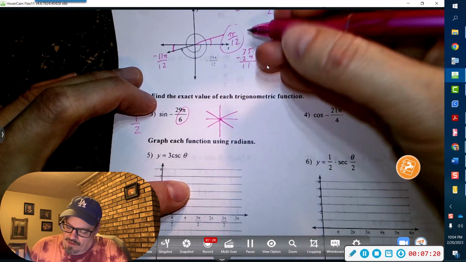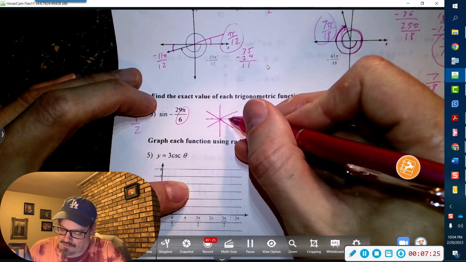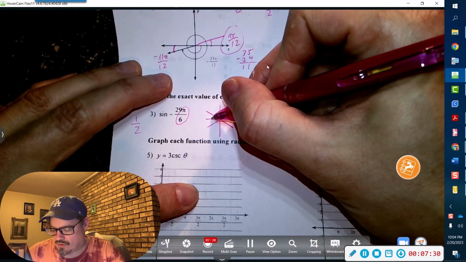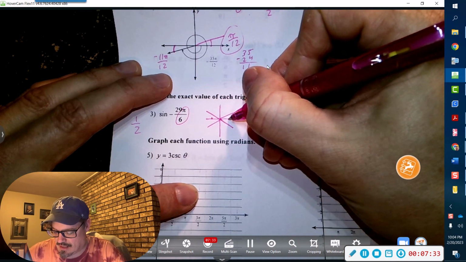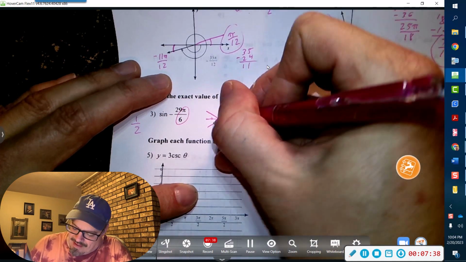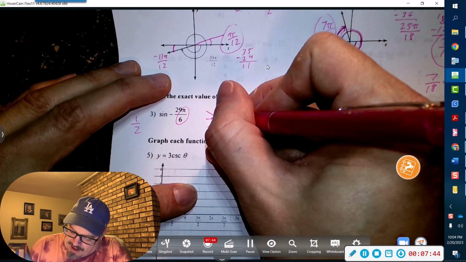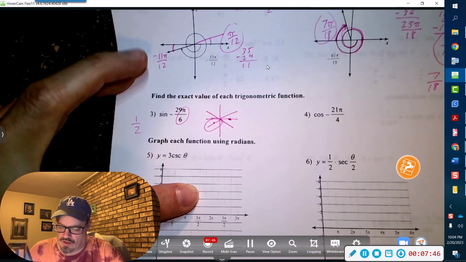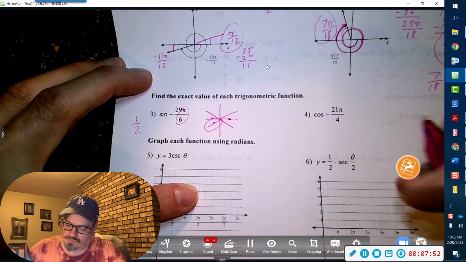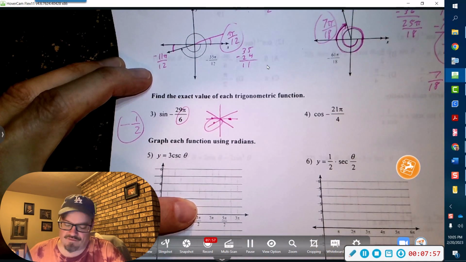So negative. Okay, so this would be 6 pi over 6, 12 pi over 6, 18 pi over 6, 24 pi over 6. So 24 means that I'm right there at this spot. That would be 24 plus 5 more, which would take me right there. That's the quadrant. So what quadrant is that? Is sine positive or negative? It's negative there, so my answer is going to be negative 1/2.